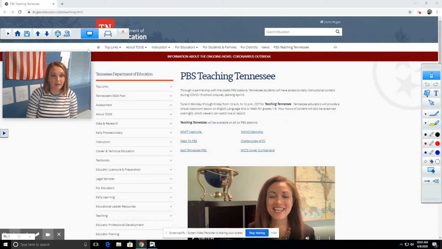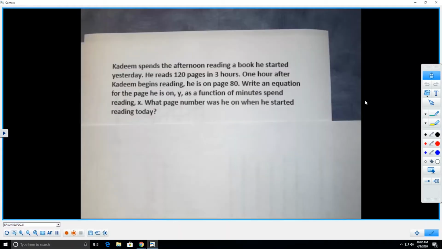At this time, I'm going to take my screen off and pull up our first problem today. If you have your graph paper, straight edge, or tracing paper, go ahead and grab those and we will dive in. Kadeem spends the afternoon reading a book he started yesterday. He reads 120 pages in 3 hours. 1 hour after Kadeem begins reading, he is on page 80. Write an equation for the page he is on, y, as a function of the minutes spent reading, x. What page number was he on when he started reading today?